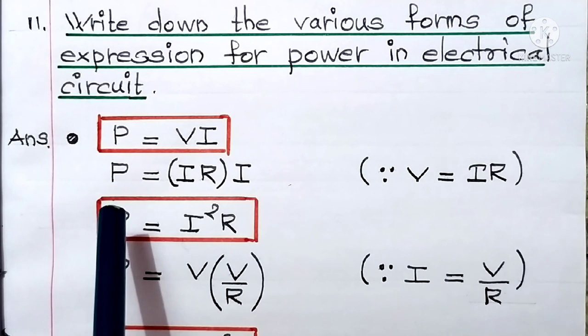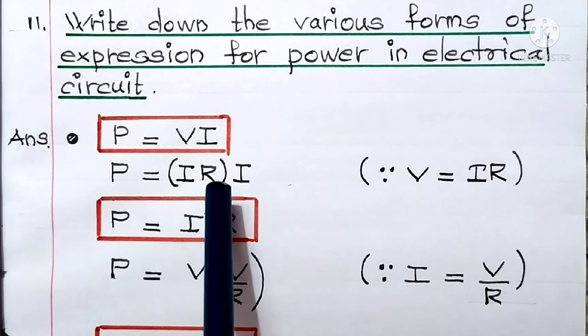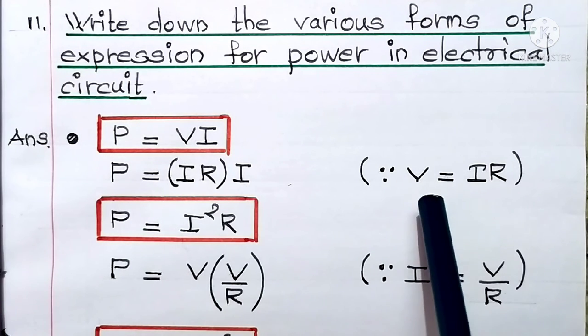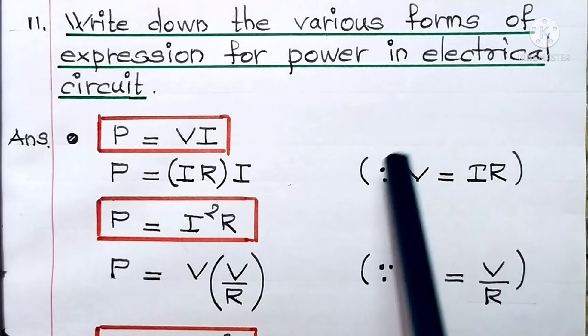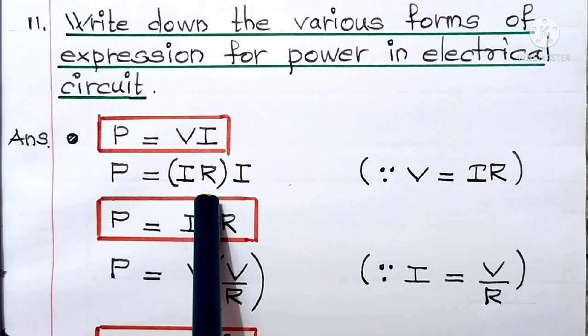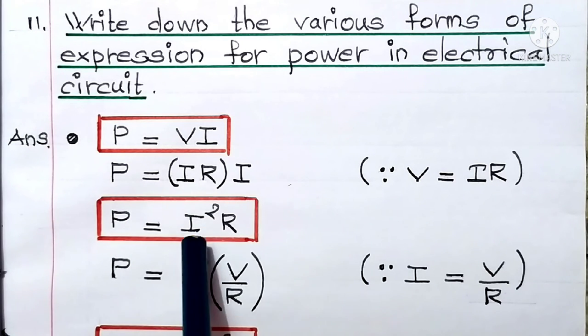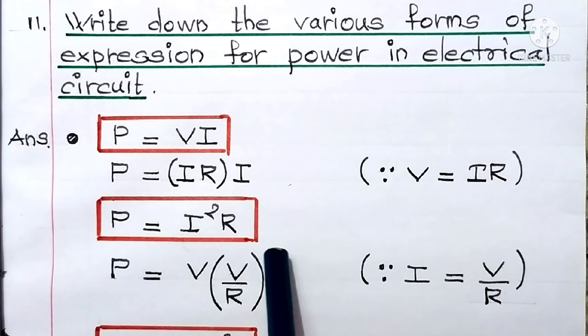So in the next step, P is equal to IR into I. The reason is V is nothing but IR. That is Ohm's law. V is equal to IR. So in the place of V, I have written IR. So in the next step, P is equal to I into I squared into R. This is the second expression for power.